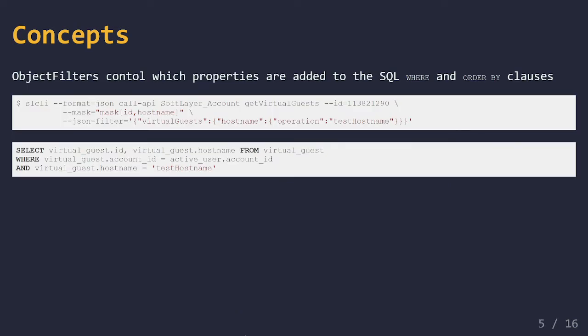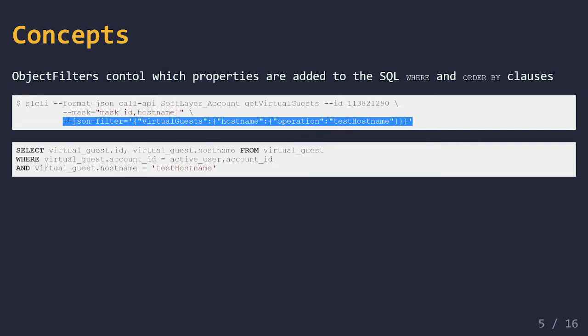Another way to think of this is that object filters are going to control which properties are added to your SQL where and order by clauses when you're making the select statement. So here's a quick example. We're going to call SoftLayer account, get virtual guests. This ID shouldn't be in here, so just ignore that. We have our mask, and we have our JSON filter.